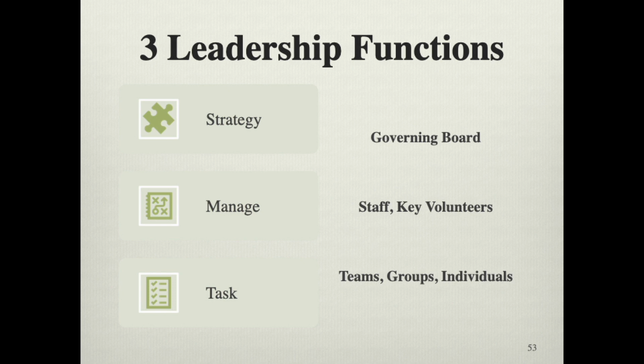The strategy folks are going to be great on boards, on governing issues, on establishing priorities for the future, those kinds of things. Management people are going to be staff, your key volunteers, tasks are going to be teams and groups of individuals. Now, when we talk about organizational dysfunction, here's what we're really talking about.